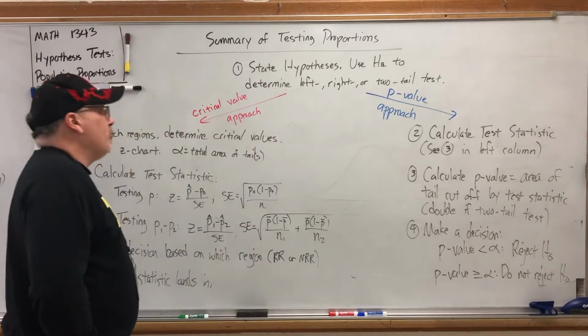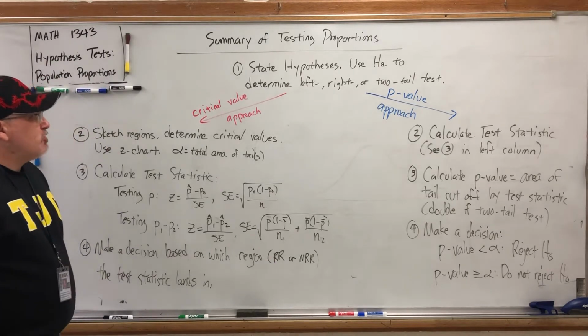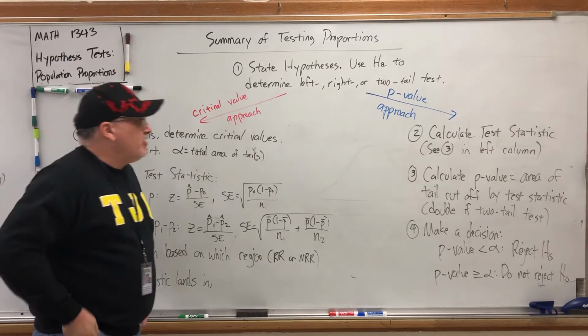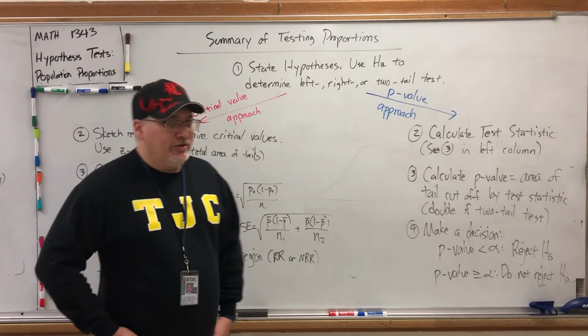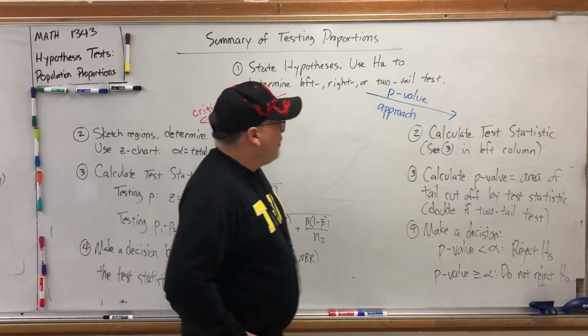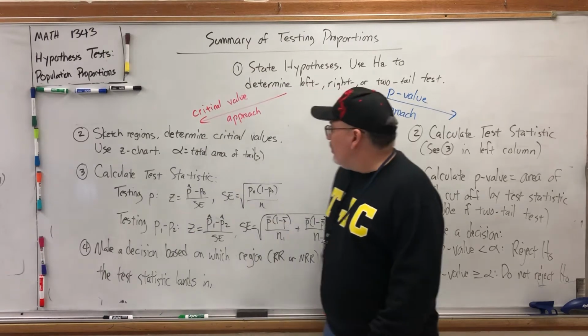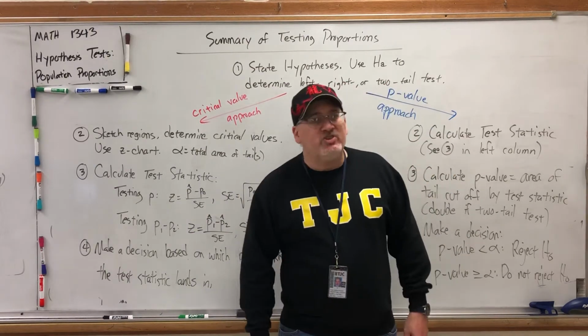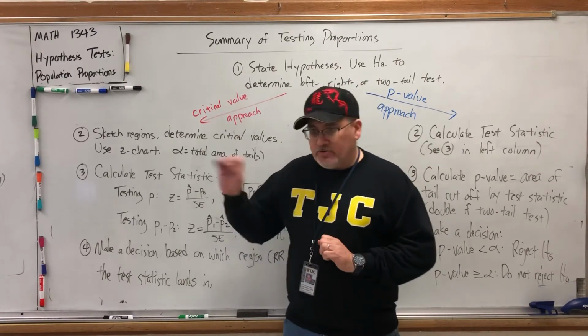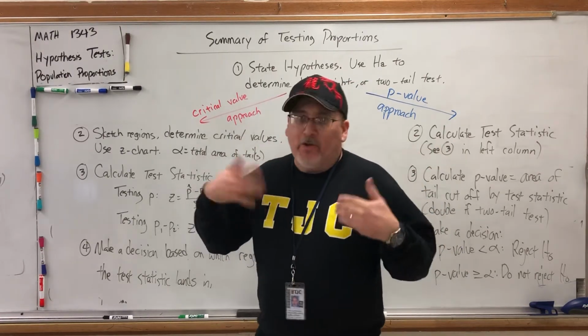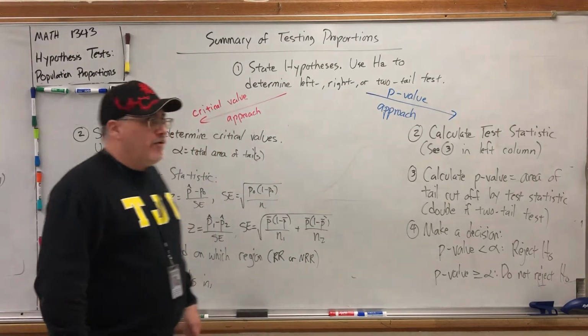Behind me, you see a summary of those approaches that both start with the same first step: state the hypotheses, and use the alternative hypothesis to determine left tail, right tail, or two tail. Now, depending upon whether I ask you to do the p-value approach or the critical value approach, you would follow a different set of steps from that point forward.